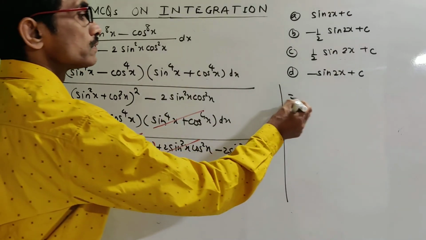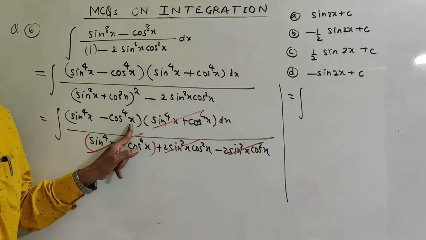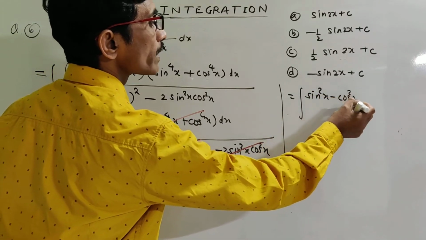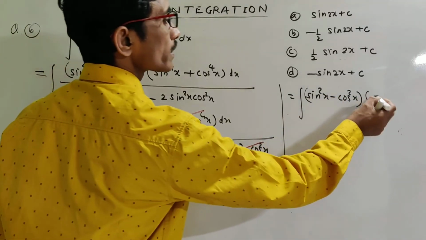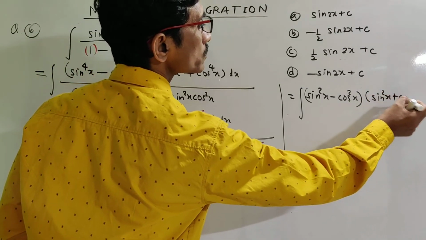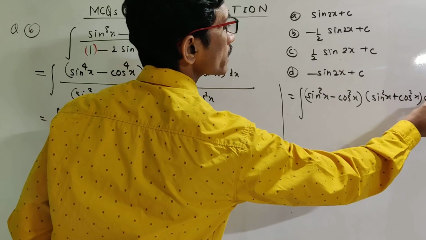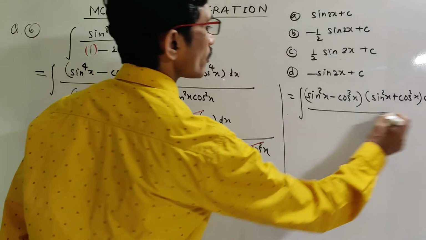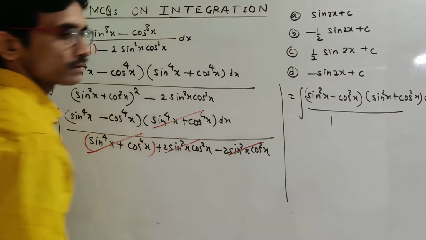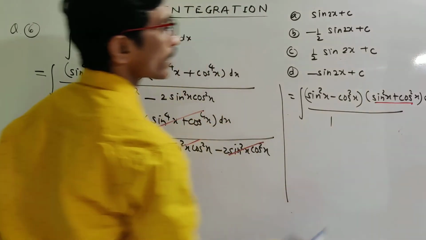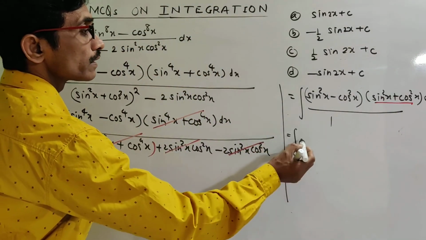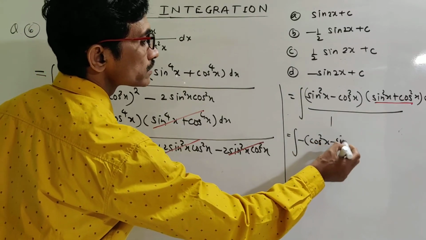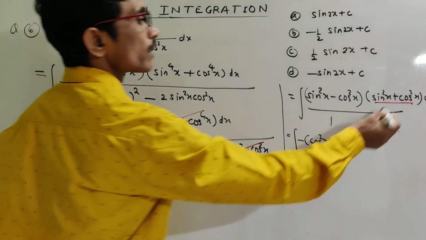And finally you will get the integral of (sin⁴x - cos⁴x). Again we can factorize it as (sin²x - cos²x)(sin²x + cos²x) dx, and the denominator becomes 1. After cancelling all these, the denominator will become 1, and sin²x + cos²x is obviously 1. Take the minus sign common from this: it is (cos²x - sin²x), and this is what? 1 dx.